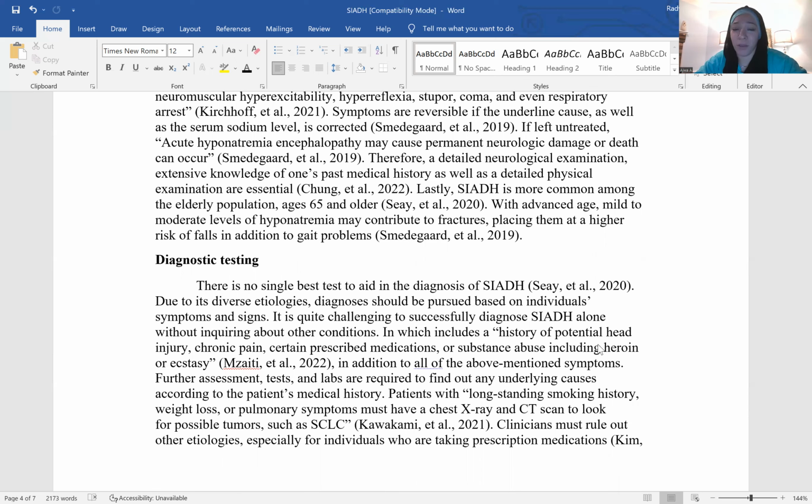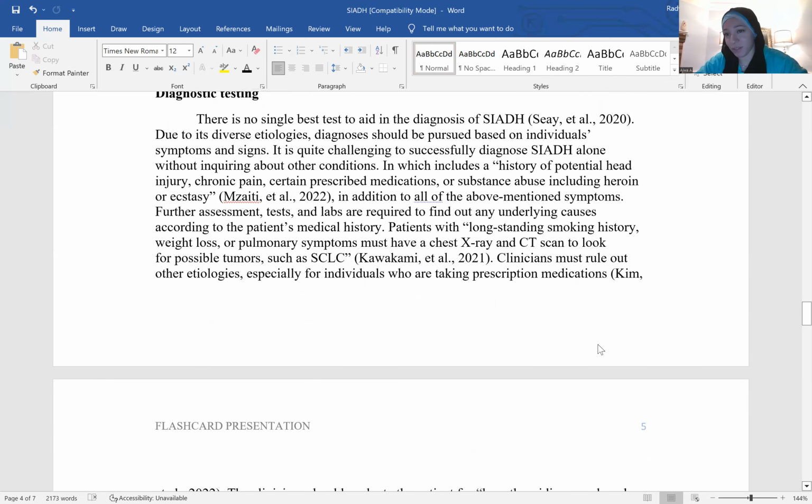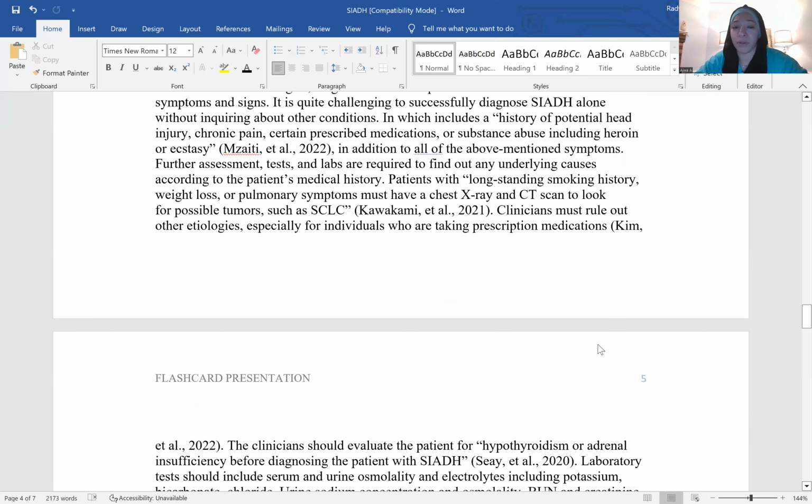Mild to moderate levels of hyponatremia may contribute to fractures, placing them at a higher risk of falls, in addition to gait problems. For diagnostic testing, there's no single best test to aid in the diagnosis of SIADH. Due to its diverse etiologies, diagnoses should be pursued based on individual symptoms and signs. It is quite challenging to successfully diagnose SIADH without inquiring about other conditions, which includes a history of potential head injury, chronic pain, certain prescribed medications, or substance abuse, including heroin or ecstasy, in addition to all of the above-mentioned symptoms.